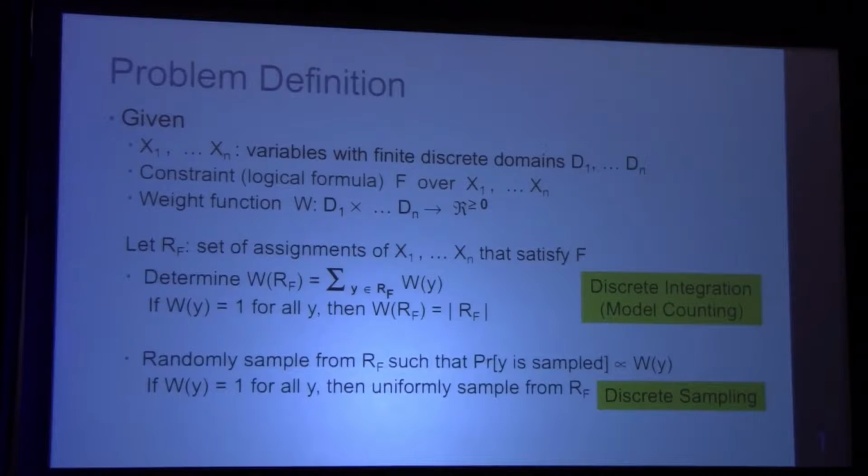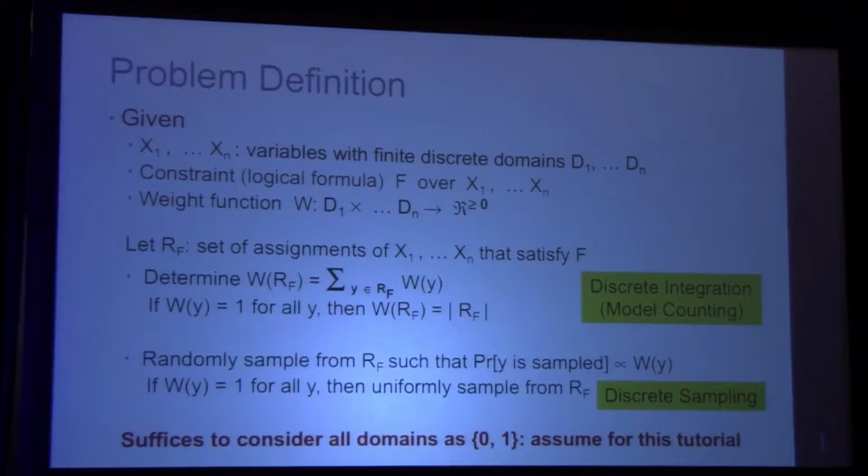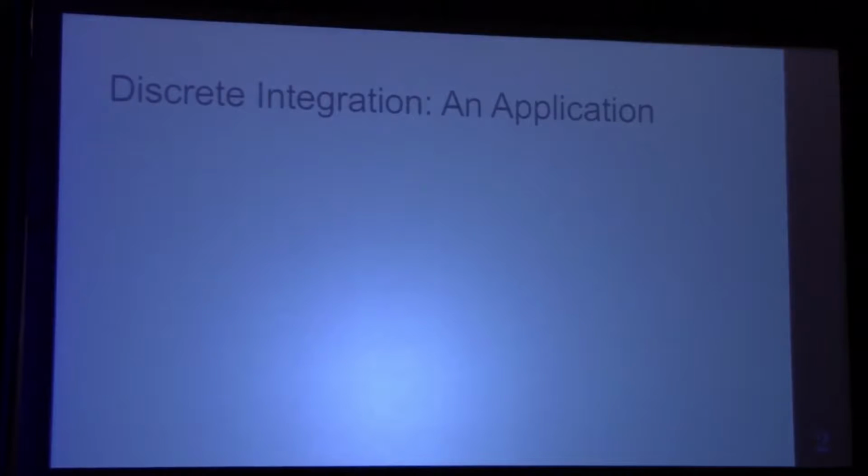Right? So for purpose of this tutorial, we are going to restrict all of these domains, E1 to En, to 0, 1, because since these are finite discrete domains, I can always encode them in binary, and so it will just simplify our discussion, at least for purpose of this tutorial, to consider all of the domains as 0, 1.